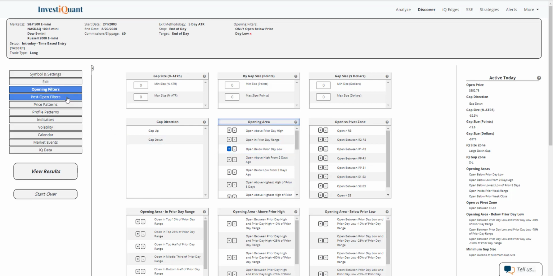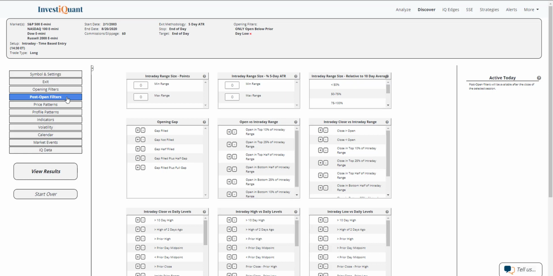And then I can go to the post-open filters and describe the price action that we've been seeing by going to this open versus intraday range and saying that the open is in the bottom 25% of the intraday range. And then the intraday close, which is going to be a reference to that 2:30 p.m. price, since that's where the entry is, we're going to say that that price is in the top 25% of the daily range. So open in the bottom 25%, and at 2:30 p.m. Eastern time, we're trading in the top 25% of the range made between 9:30 a.m. Eastern time and the entry time of 2:30 p.m. So once I've got those selected, that creates my intraday price action that we're seeing here.